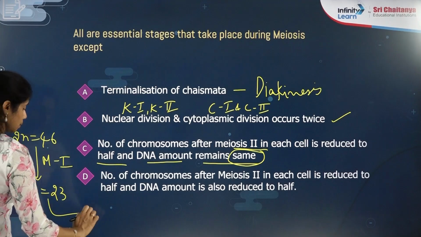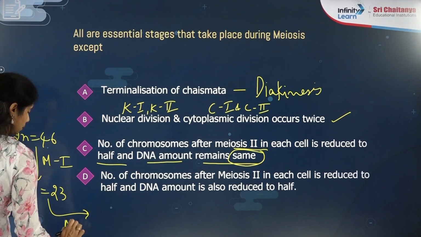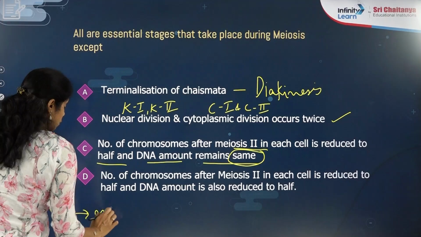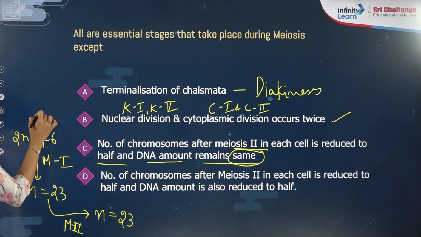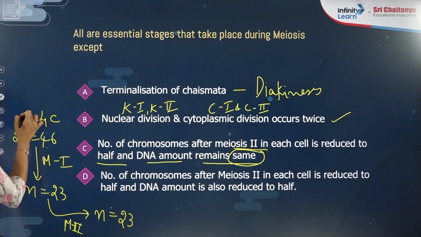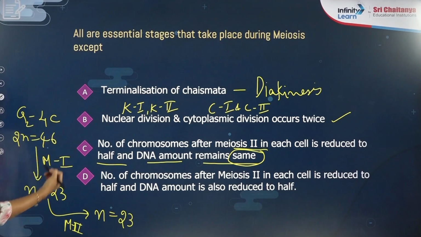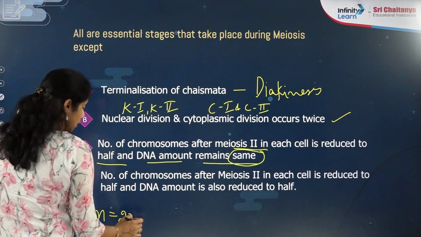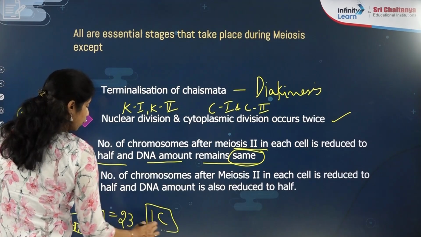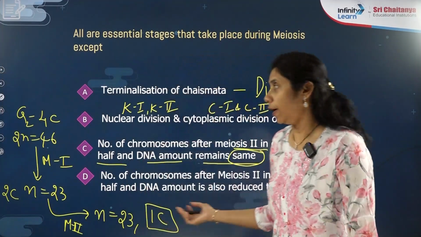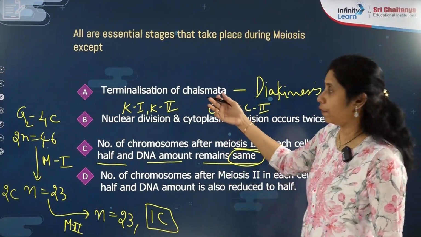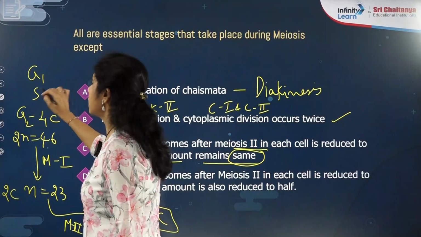After meiosis 2, each daughter cell will be getting 23. But coming to the amount of DNA, if the amount of DNA is 4C in G2 phase, then after meiosis 1, each daughter cell will be having the DNA amount of 2C. Here each daughter cell will be getting just 1C because 4 daughter cells are formed here. So DNA amount is also reduced to half.